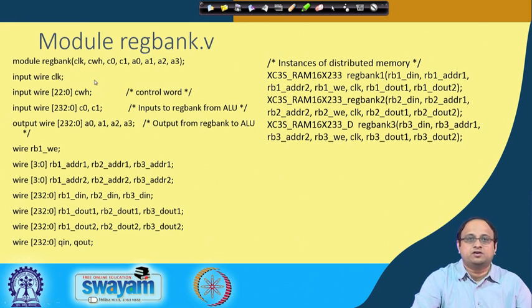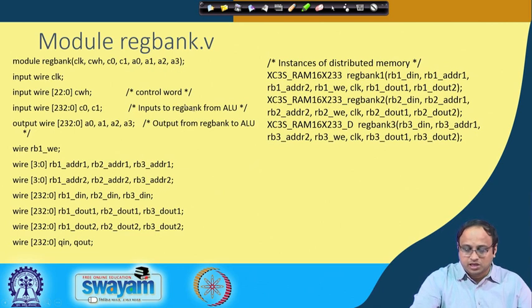As I said, the write is synchronous. There is a part of the control word which is used. The control word is essentially divided into two parts: one is the lower part and the other is the higher part. The higher part is indicated as CWH. There are inputs like C0 and C1, which are received, and there are outputs like A0, A1, A2 and A3.